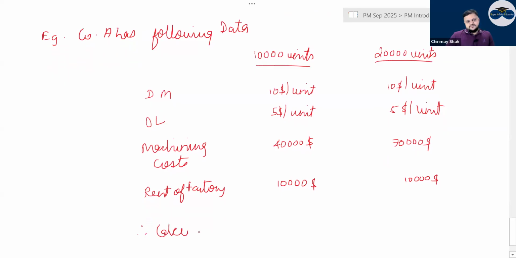Therefore calculate total variable cost per unit and contribution तो नहीं, चलो total variable cost per unit and total fixed cost. How will you do this? Tell me.